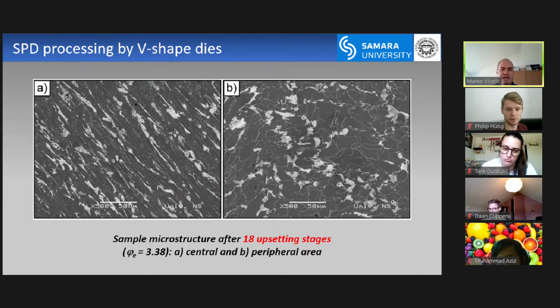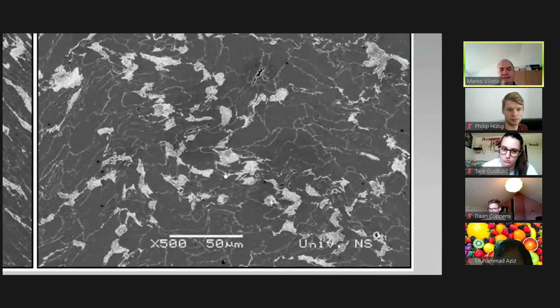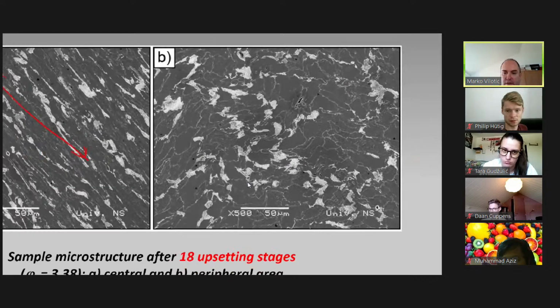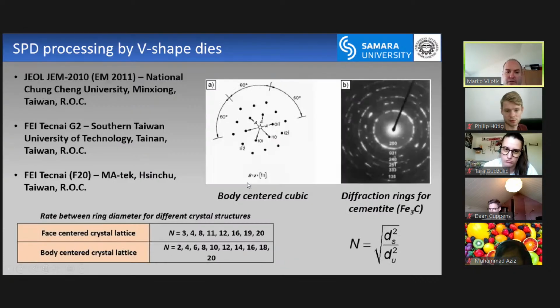And this is the final stage, 18 upsetting stages. You can see considerable elongation, but you cannot see the grains anymore. Here at the peripheral region, you can start to see some dimming. This is not pronounced anymore compared to before, right? So you get some grain refinement.